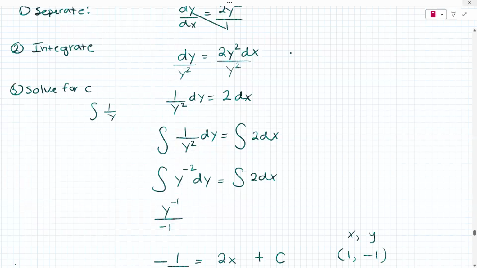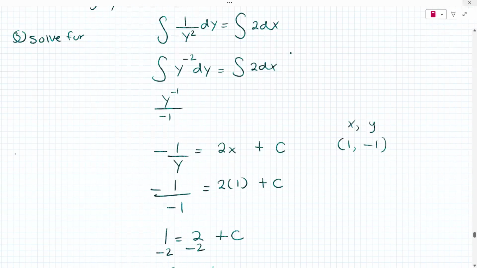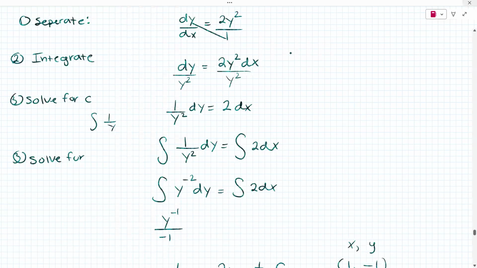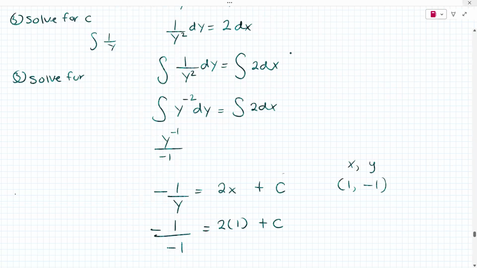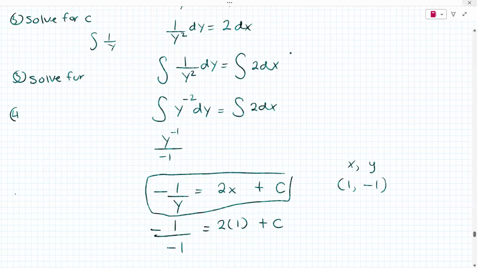Okay, step 3 is solve for y. So where do we go back? Let's go back to here. So that is going to be -1 over y equals 2x, and our c is -1. And then step 4 is solve for y.